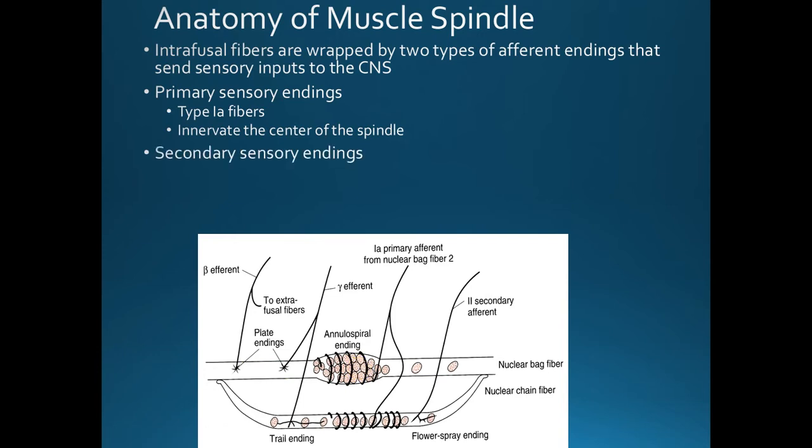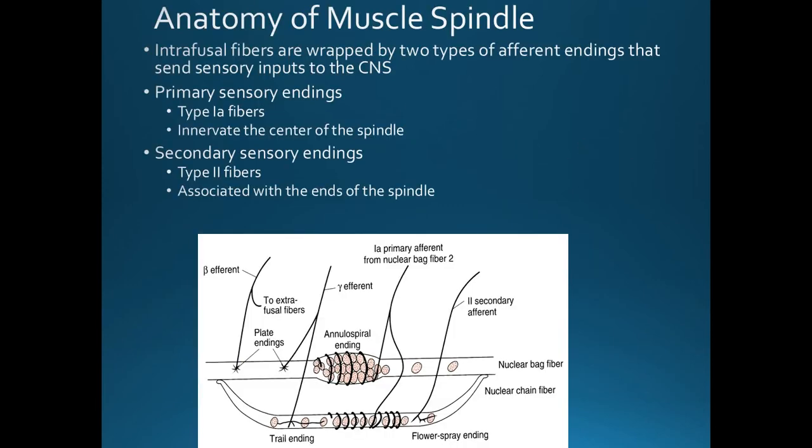Secondary sensory endings. Intrafusal fibers are wrapped by two types of sensory ending that send sensory input to the CNS. The primary sensory endings, type Ia fibers, innervate the center of the spindle, and secondary sensory endings, type II fibers, associate with the ends of the spindle.